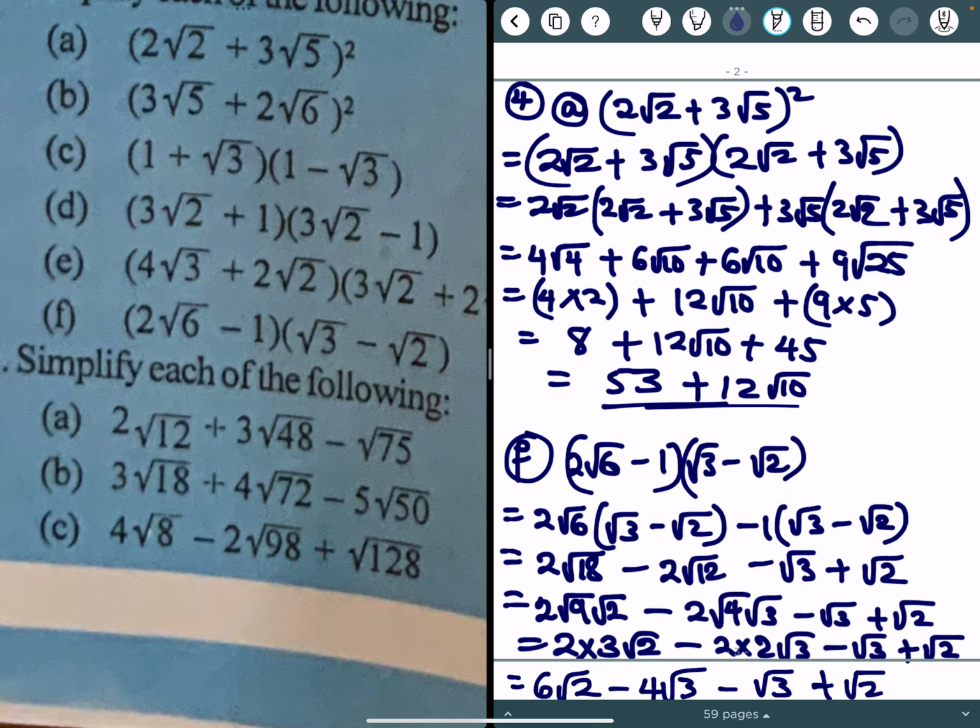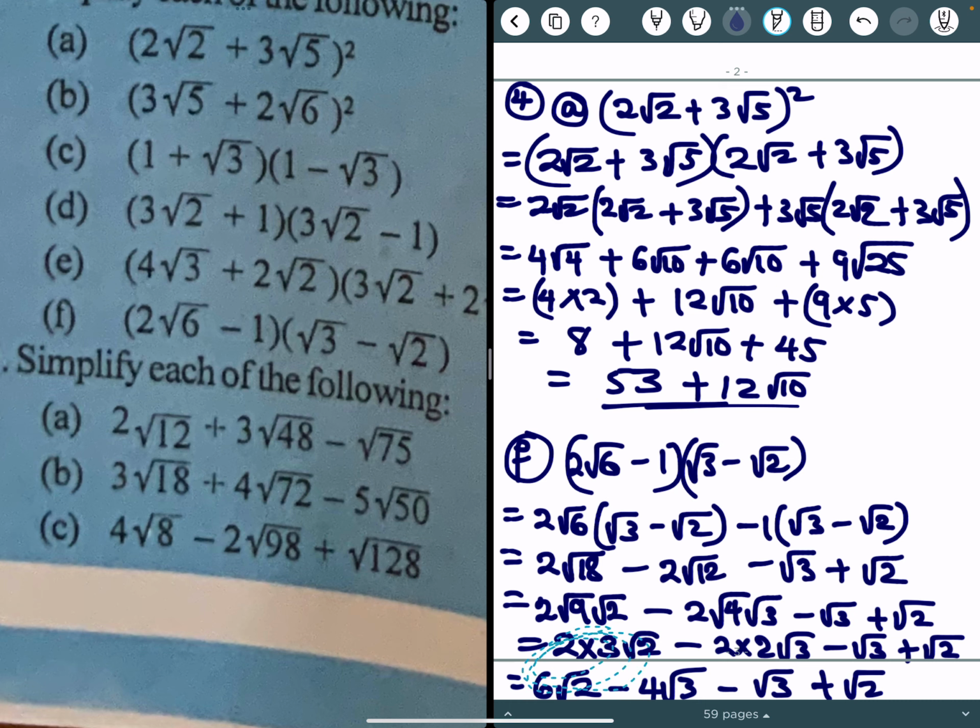In simplifying surds, root 12 is the same as root 4 times 3, and root 4 times 3 can break into root 4 times root 3. So minus root 3, I write it alone, plus root 2. Root 9 is 3, so that gives me 2 times 3, 6 root 2.